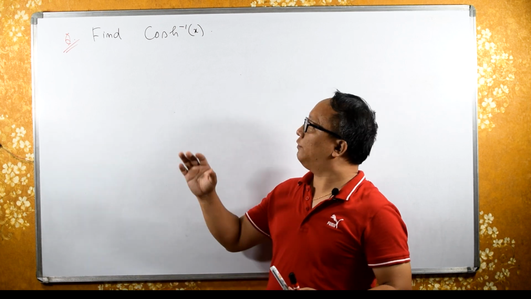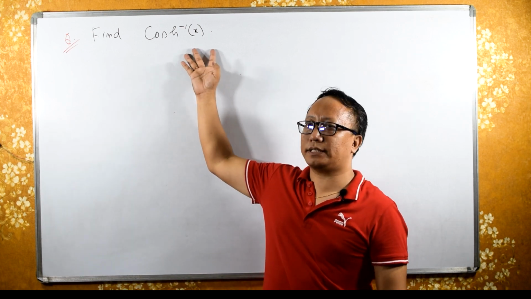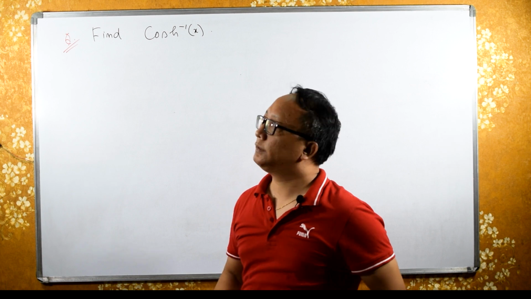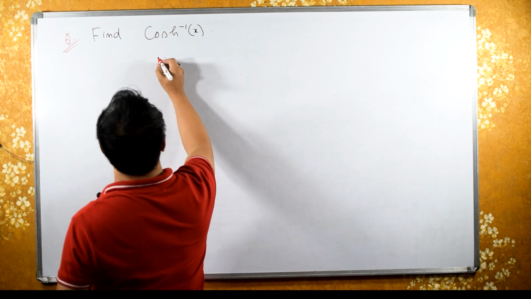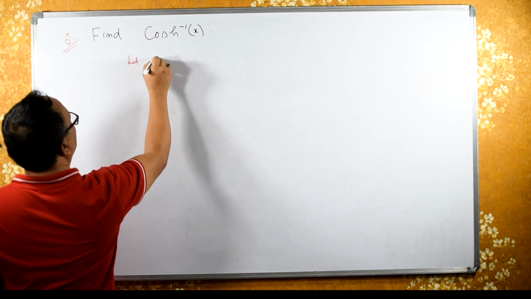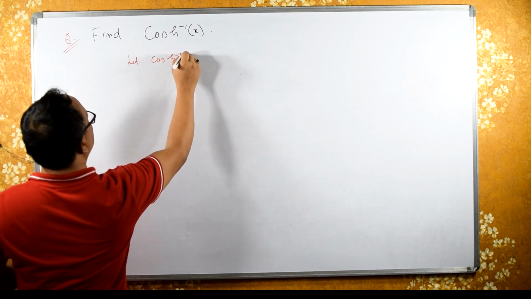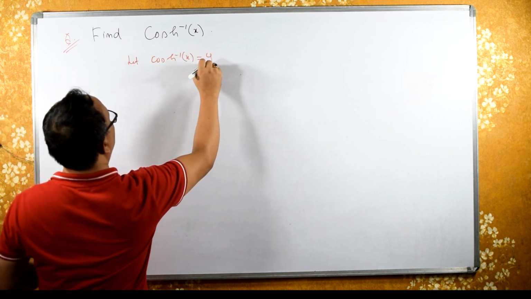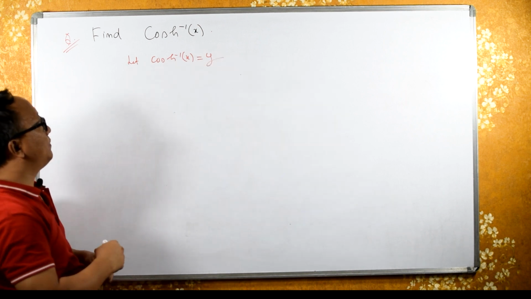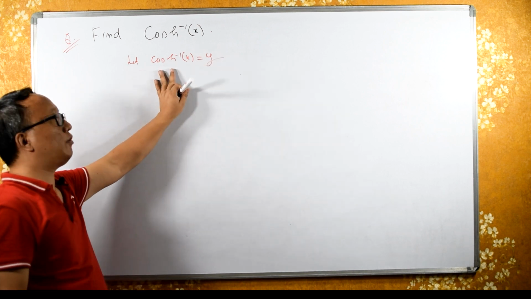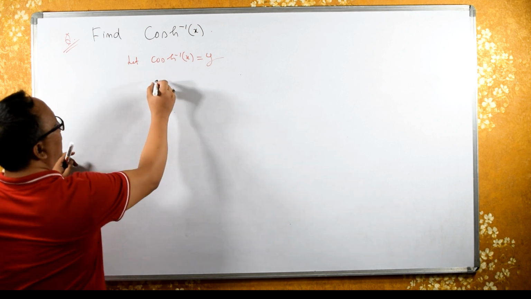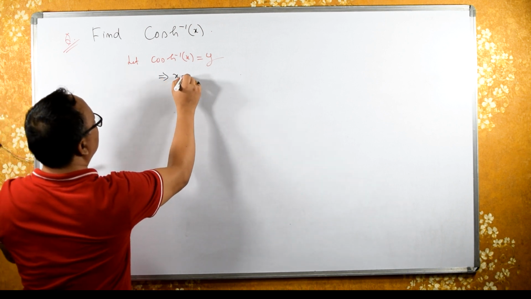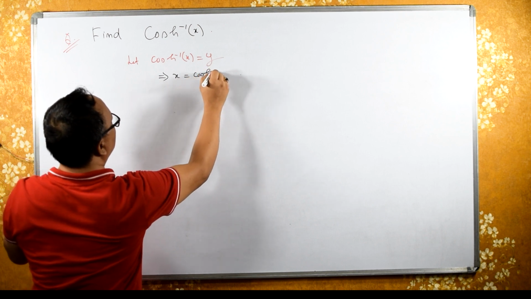Now here we need to find the cos hyperbolic inverse x value. What is its value? Let's consider cos hyperbolic inverse x equals y. This implies, if I multiply cos hyperbolic on both sides, cos hyperbolic and cos hyperbolic inverse get cancelled. What we have is x equals cos hyperbolic y.